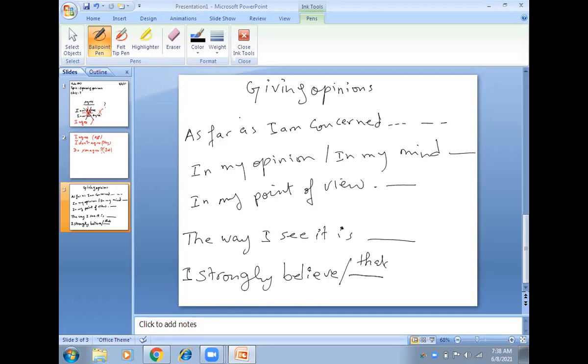So these are ways to express your opinion. As far as I'm concerned, then you continue what you wanted to say. In my opinion, in my mind, in my point of view, the way I see it is, then you continue. I strongly believe that this is the right way, or I strongly believe that it should be like this, or I strongly believe that life is, according to the topic, you can give the opinion. Clear? Is it clear?